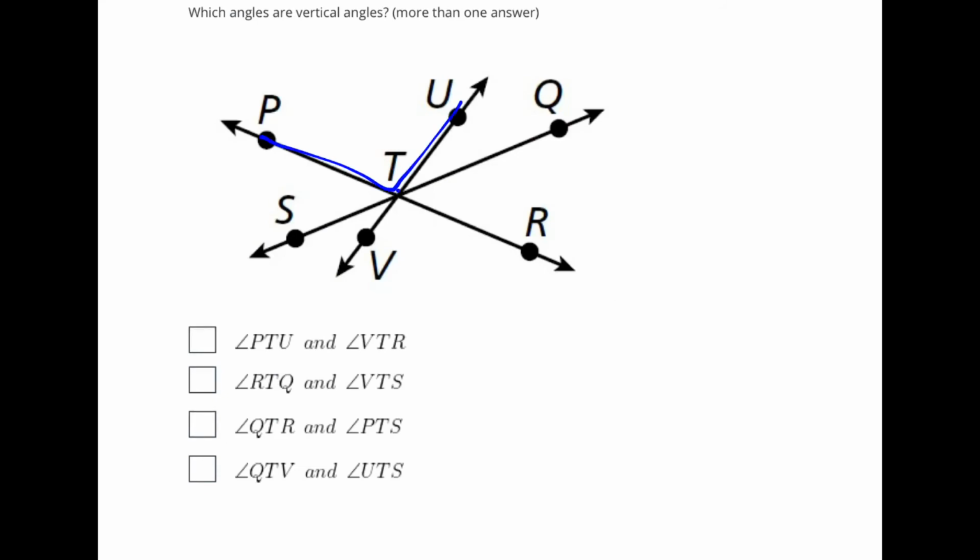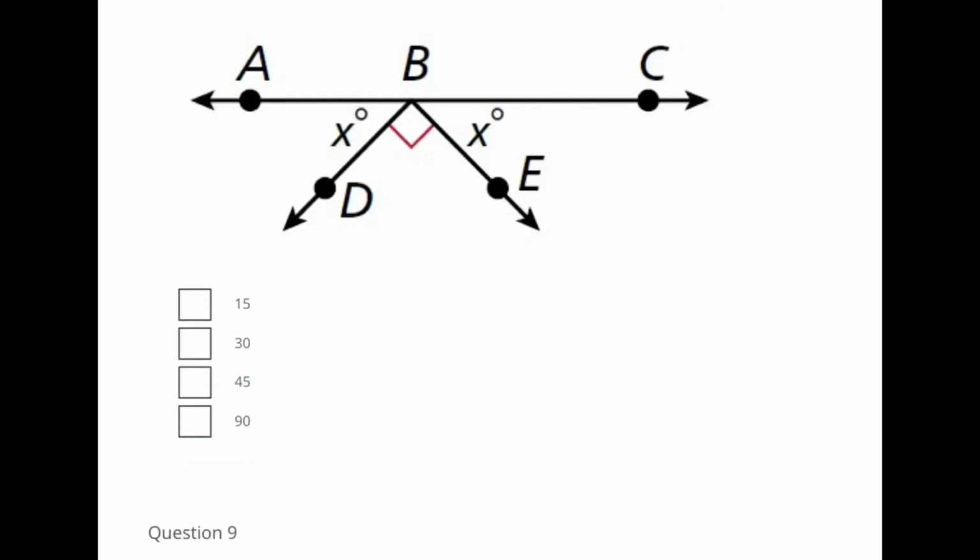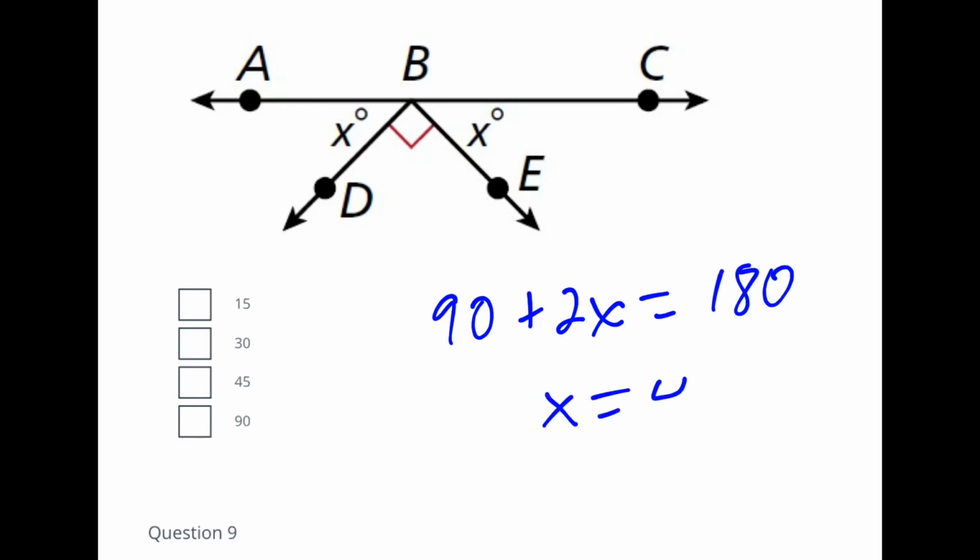PTU and VTR, these are vertical angles. RTQ and VTS, these are not vertical angles. QTR and PTS, these are vertical angles. And QTV and UTS, these are also vertical angles. To find this diagram, I can take 90 plus 2x and set it equal to 180. If I subtract and divide, I get that x is 45.